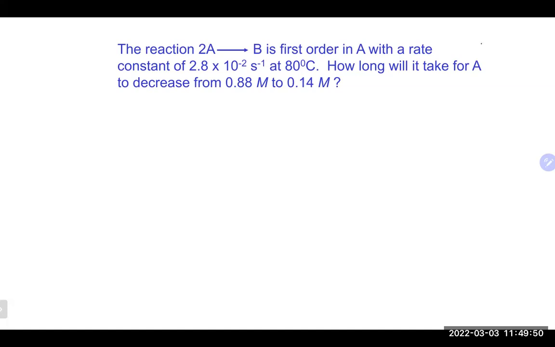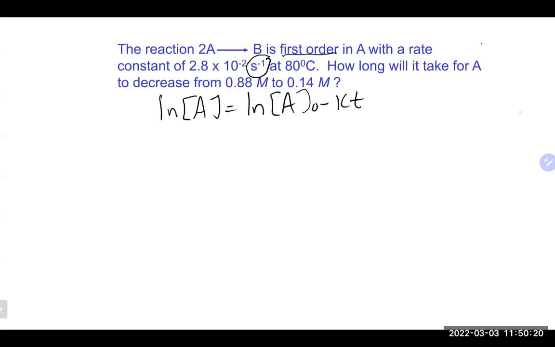So first off, a couple of things. They were nice enough to tell us that this is a first order reaction. If they did not, again, we could figure that out by looking at the units on the rate constant, and that will tell you that it is first order. That should point you in the direction of our concentration versus time equation for first order, which is the natural log of A is equal to the natural log of A naught minus kt.